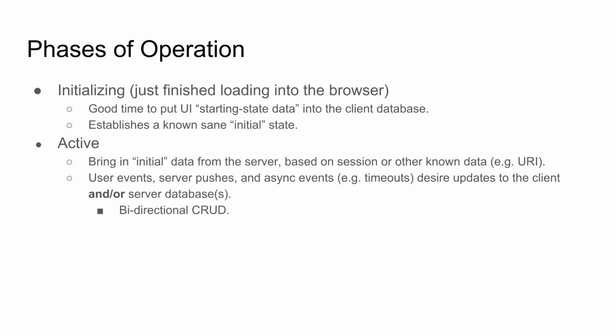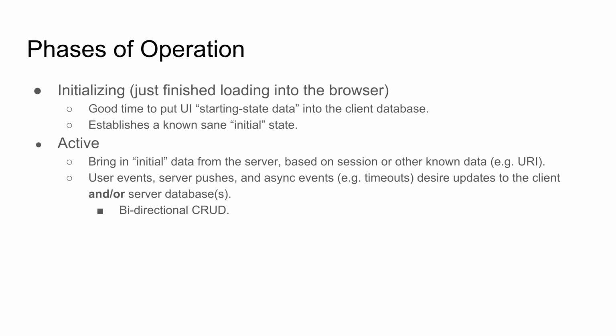Once we're active, once we've established that state, then we want to bring data from the server, maybe based on session information or other known data like the URI. And we might then also have user events that happen, server pushes, asynchronous events, web workers, whatever, that desire to update the client and/or server databases. And so we've got some sort of bidirectional CRUD operations, etc., that we want to happen. And this pretty much covers everything an application wants to do in kind of an abstract sense, right?